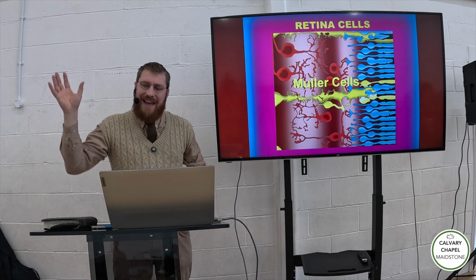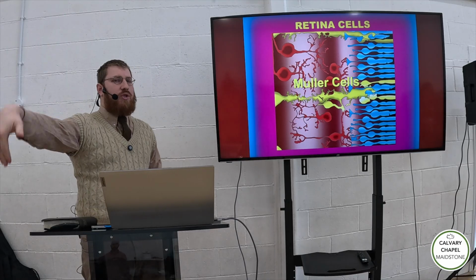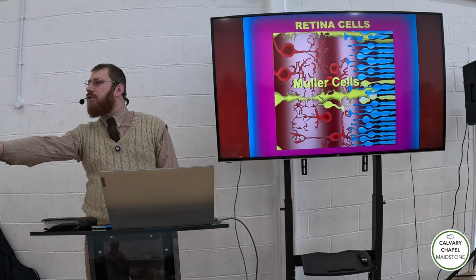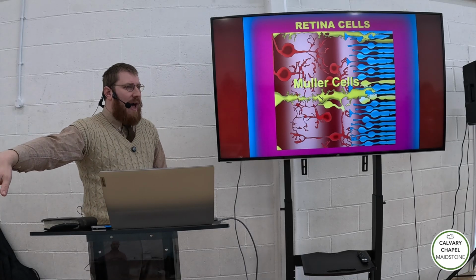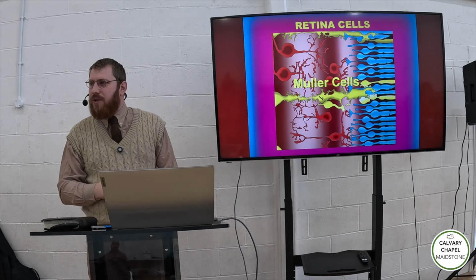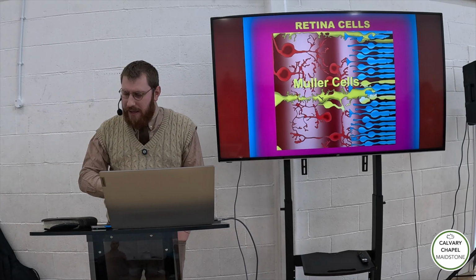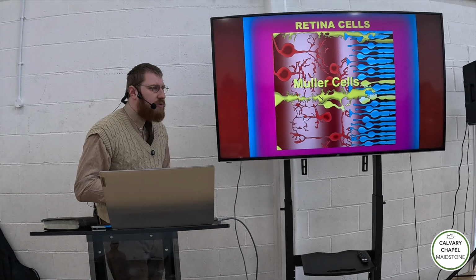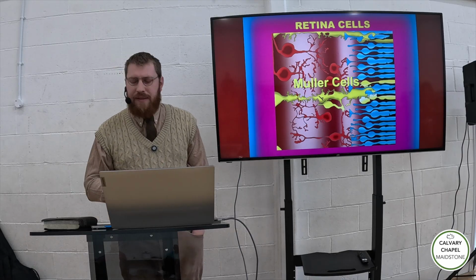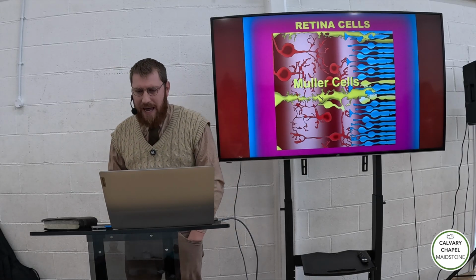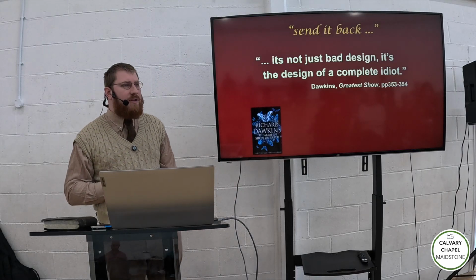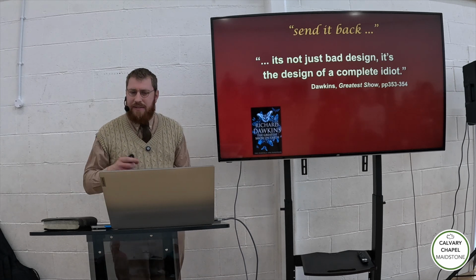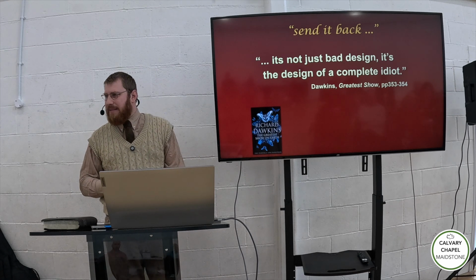Now, if you were to get your hand and put it down in between the lens and the photo paper, what would happen? Not a lot, right? You wouldn't get a photograph. In fact, one might say that that would be an idiotic thing to do. Now, I use the word idiotic deliberately because that is the word that Richard Dawkins used in describing the one who designed the eye. He said that if it was up to him, he would send the eye back to whoever designed it. He said it's not just a bad design, it's the design of a complete idiot.